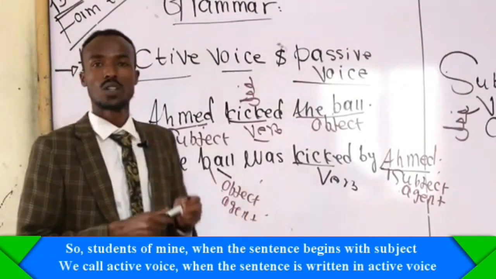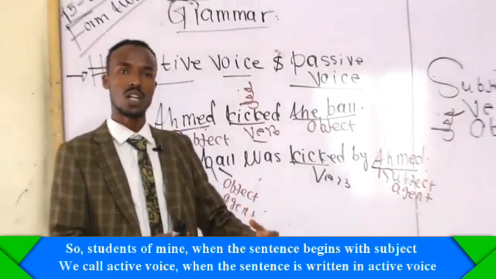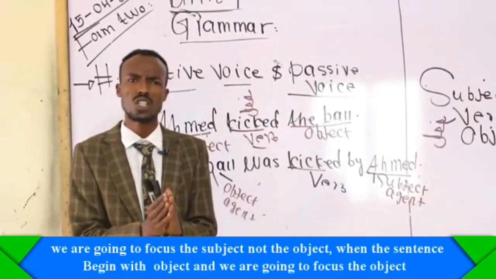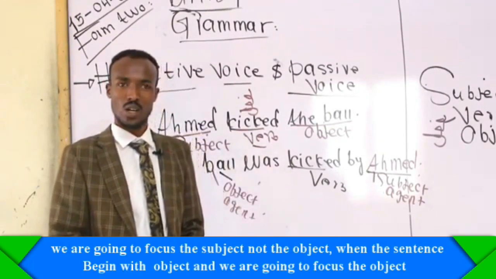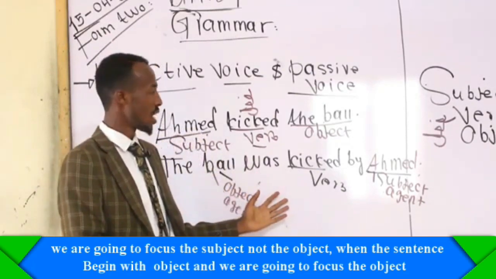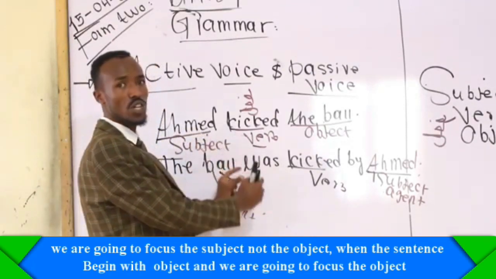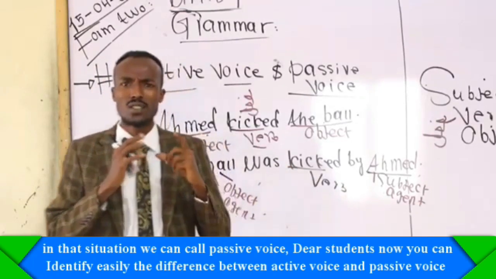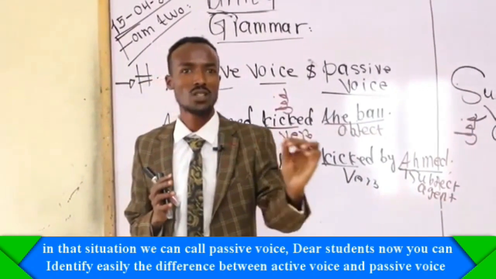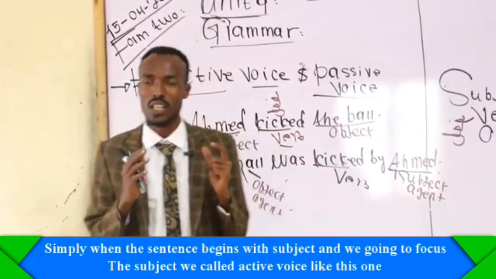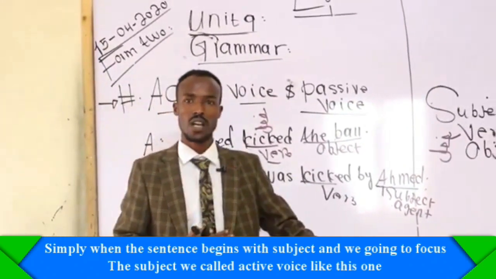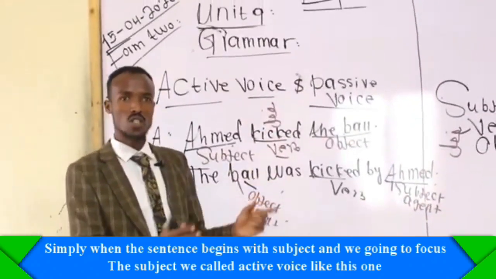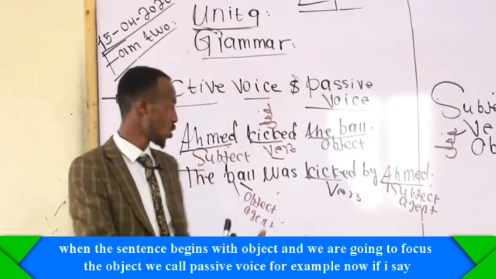So, when the sentence begins with the subject, we call it active voice. When the sentence is written in active voice, we focus on the subject, not the object. When the sentence begins with the object, and we focus on the object, we call it passive voice. Dear students, now you can easily identify the difference between active voice and passive voice.